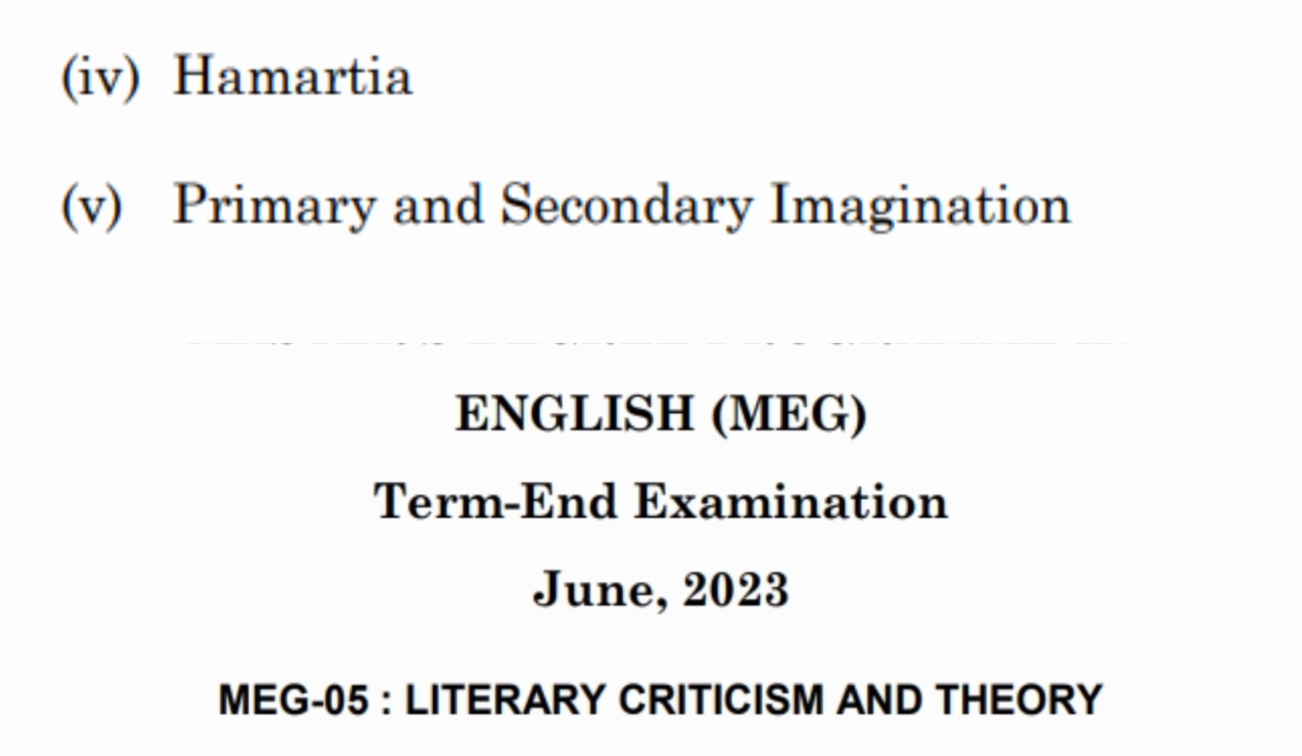So we have discussed this aspect in detail. Do you remember the block? Primary and secondary imagination? Of course, it's related to the romantic critic Coleridge. So, obviously, Block 3, romantic criticism. Dear learners, this question relates to section 3.2 within Unit 3 of Block 3. It's a very straight question, a simple question. Of course, most of you must be aware of this.